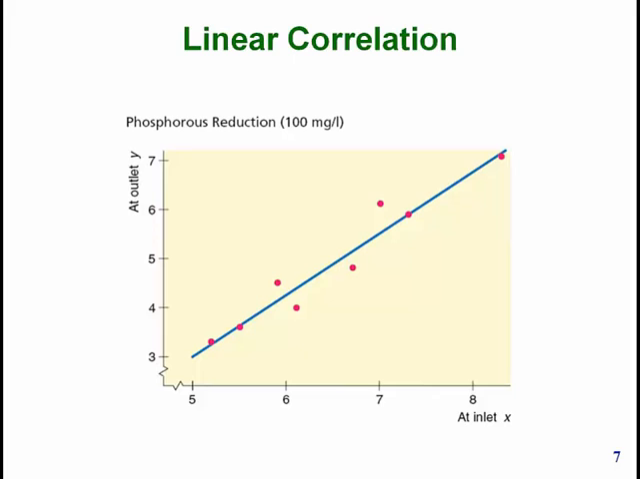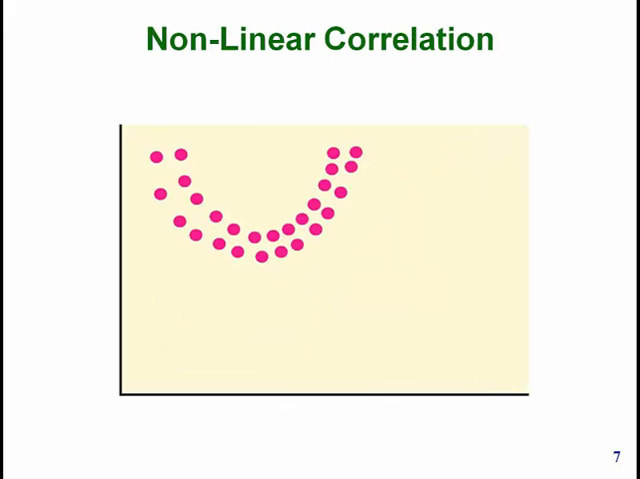So we have different types of correlation. We have linear correlation, which is straight line correlation. And we also have some instances where we have nonlinear correlation. We can also model those situations, but that is not within the scope of this course.